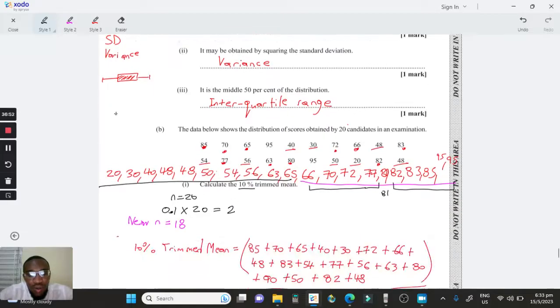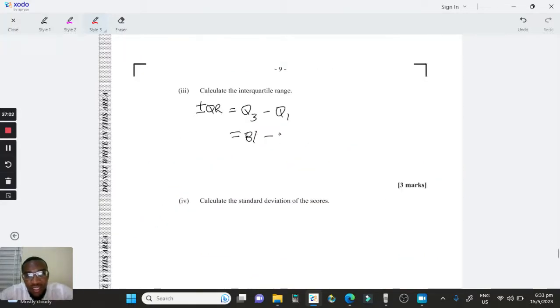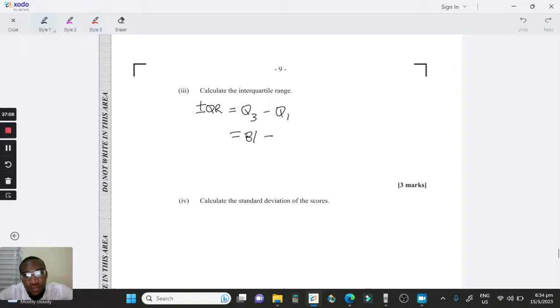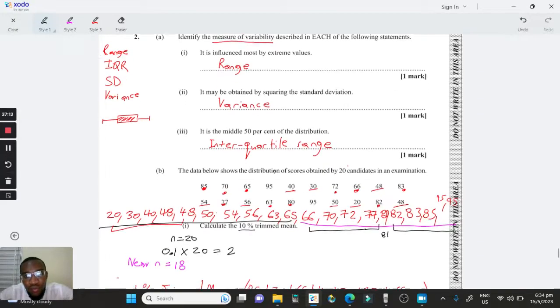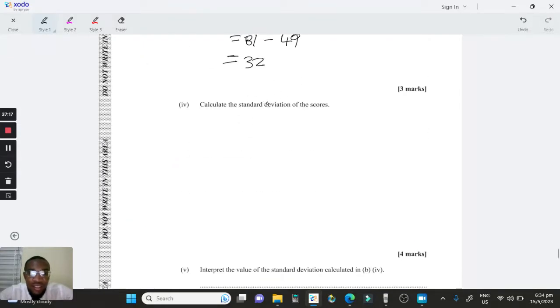Minus the lower quartile, splitting it in the middle, 1, 2, 3, 4, 5. This is that. And the next half is from 50 going up. So in between 48 and 50 is 49. Then we subtract them and we get 32. And remember that's 32 marks. Now they want the standard deviation.